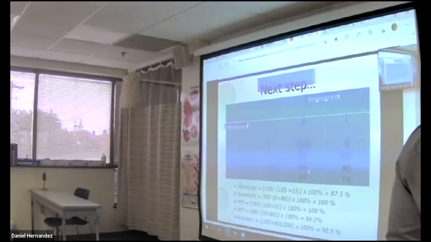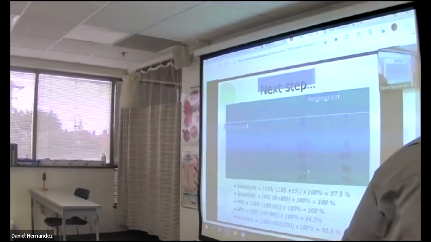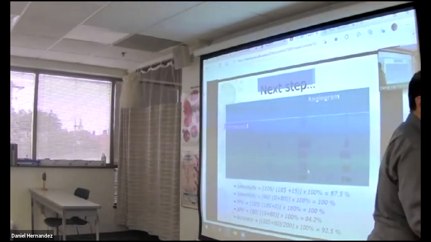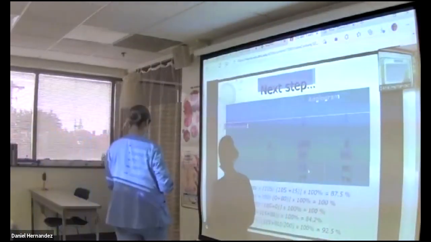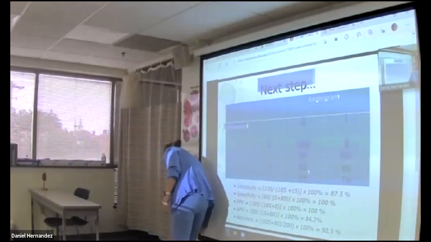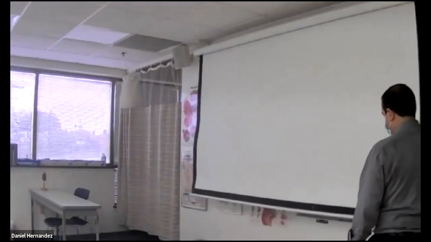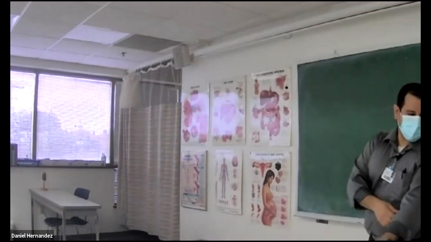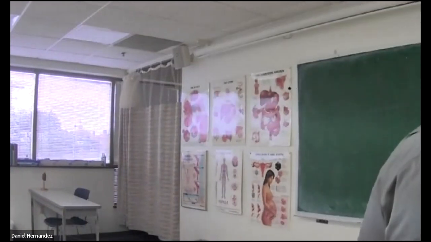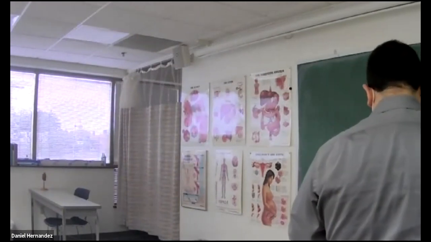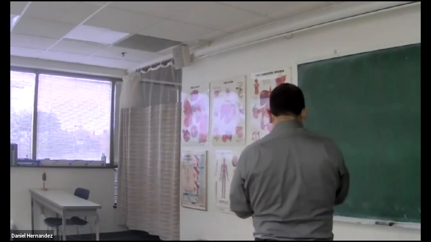Then 80 had a negative angiogram, so that's a true negative, and 80 would be down here. And the total ultrasound exams that were negative has to be 95, which is 15 plus 80. Then 80 plus 15 is 95. Plus the 105 is a total of 200. There's only 200 carotid arteries, which is why that's 0. Does that make sense?